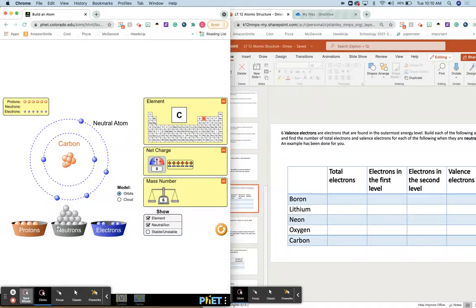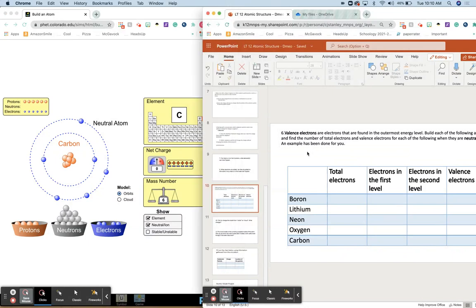Well, we have this thing called valence electrons in chemistry. And valence electrons are the outermost electrons. Go ahead and add a text box here and write that in.